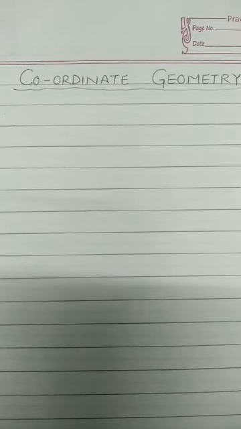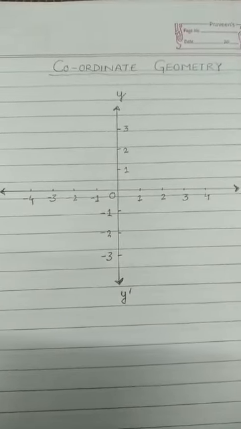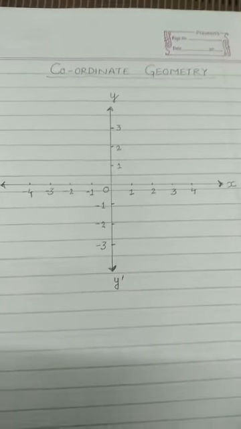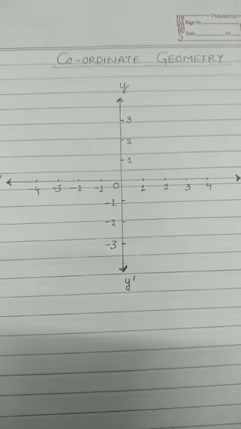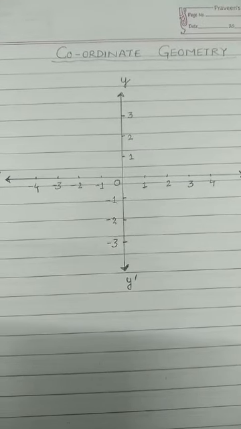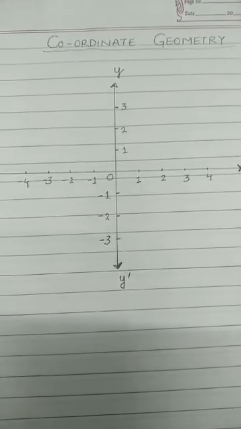Good morning, children. Today we'll start with a new chapter, that is coordinate geometry. Coordinate geometry is also known as analytical geometry. In this, we represent points in the plane through ordered pairs or through the coordinates of the point.